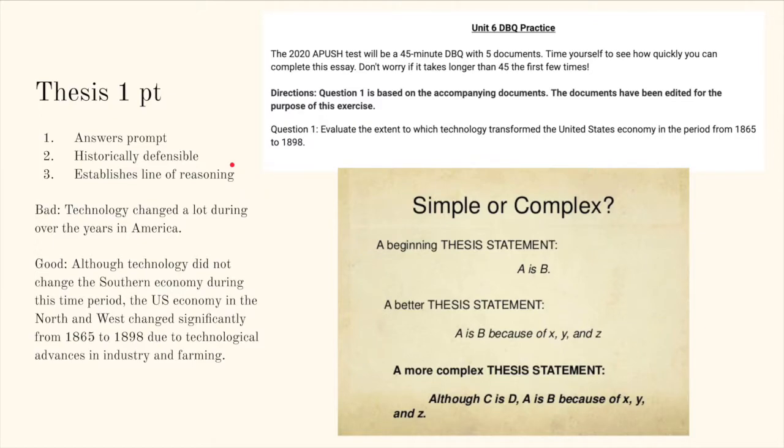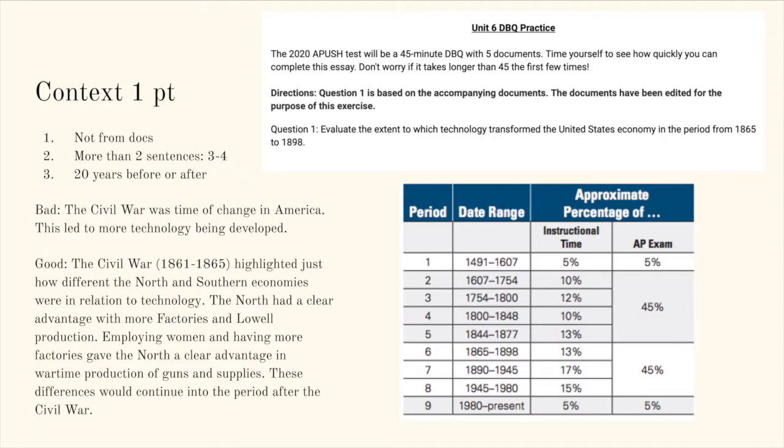Now, your next point is going to be your context, okay? Now, context is information not found in the docs, okay? You can't be cheeky and go up in the docs and find some information and then pretend like you came up with that. That's not going to fly, okay? It also has to be more than 2 sentences. So in my mind, they want you to write 3 or 4 sentences, okay? 3 is probably fine, 4 is probably good to be safe, but there you go.